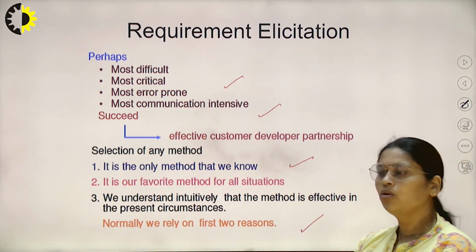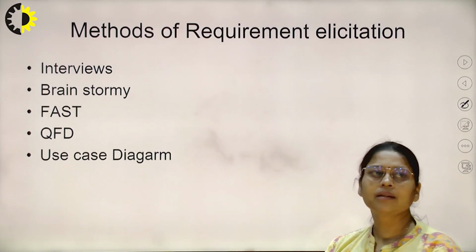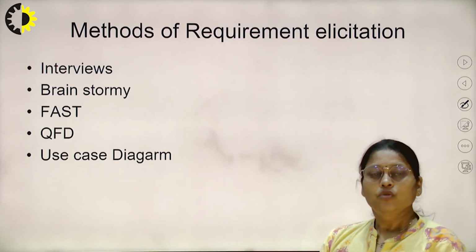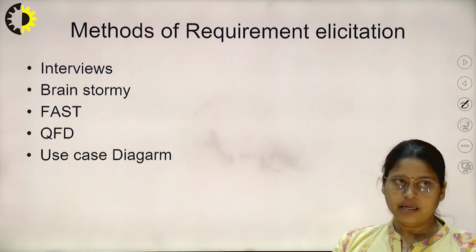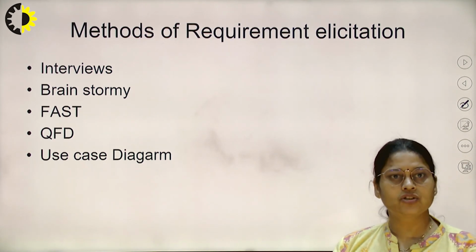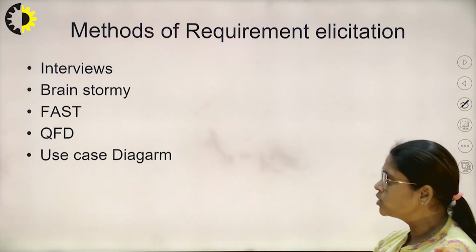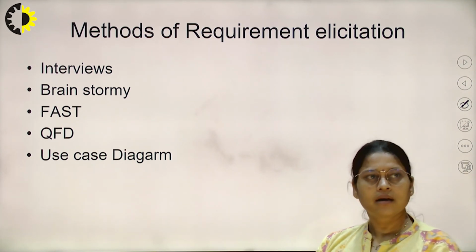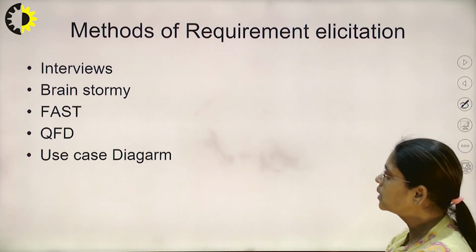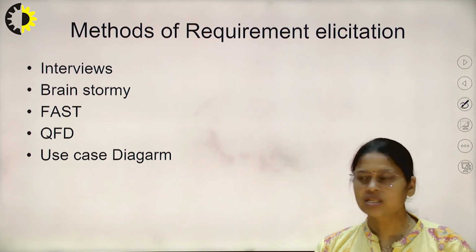There are various methods of this requirement elicitation phase, which we have discussed in detail. So, these are the various methods of requirement elicitation. One is the interview session, second is the brainstorming session, third is the FAST method, fourth one is the QFD method, and last one is the use case diagram method.